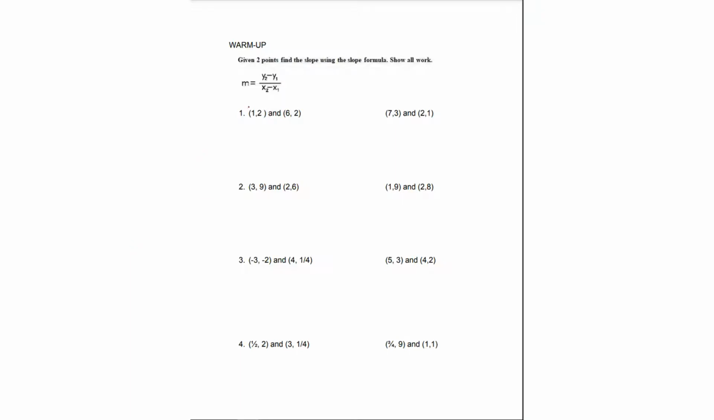For the first part here, you need to find the slope, so just plug in the points. For number 1, it would be 2 minus 2 over 6 minus 1, which is 0 over 5, or just 0. For the second question here, just plug it in like before. So it's 1 minus 3 over 2 minus 7, equals -2 over -5, which simplifies to 2 over 5.